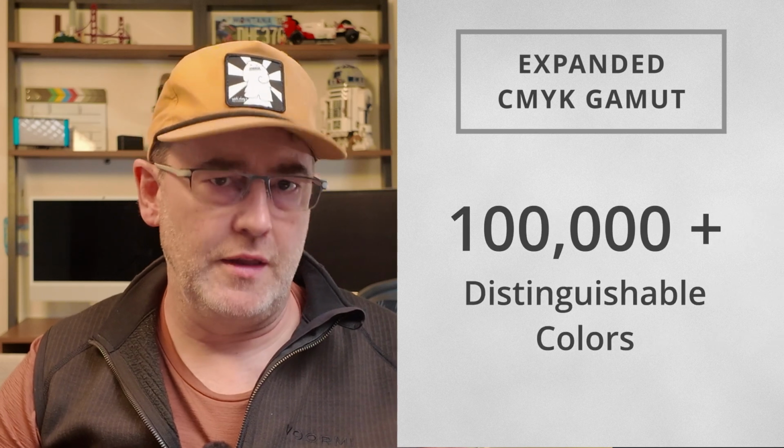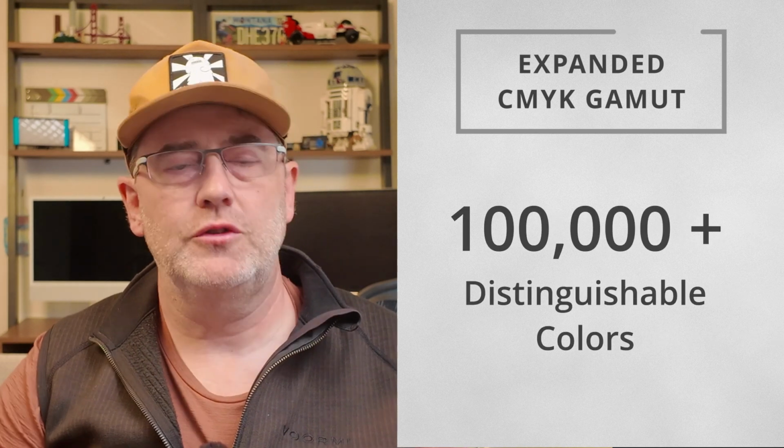Modern commercial DTF printers, like the ones we use at Demand Prints, have an expanded gamut because the ink systems include color expanders and neons. These systems can produce well over 100,000 distinguishable colors. So to recap this, the distinguishable RGB gamut, 1 to 5 million colors.